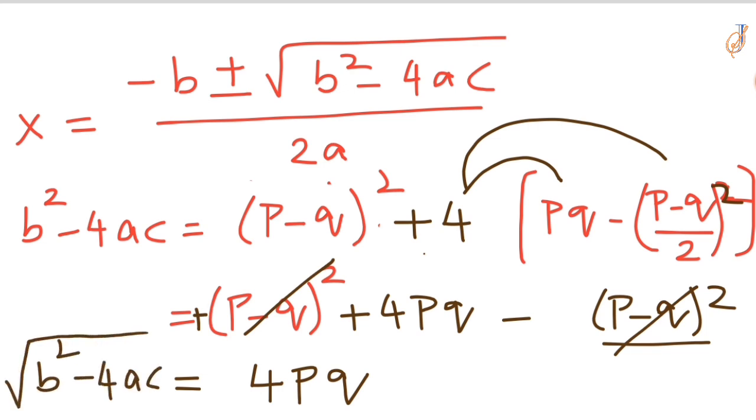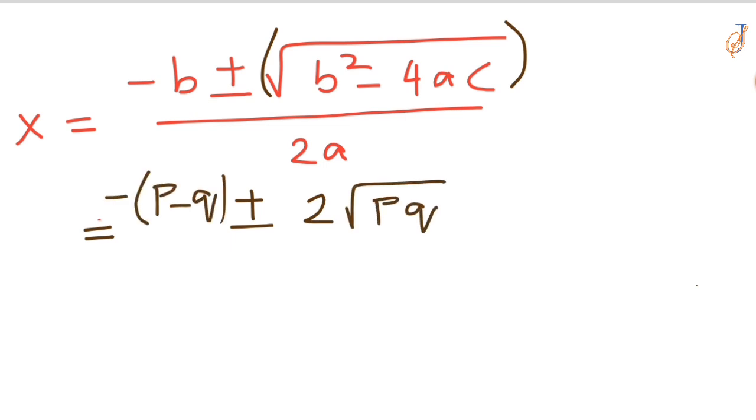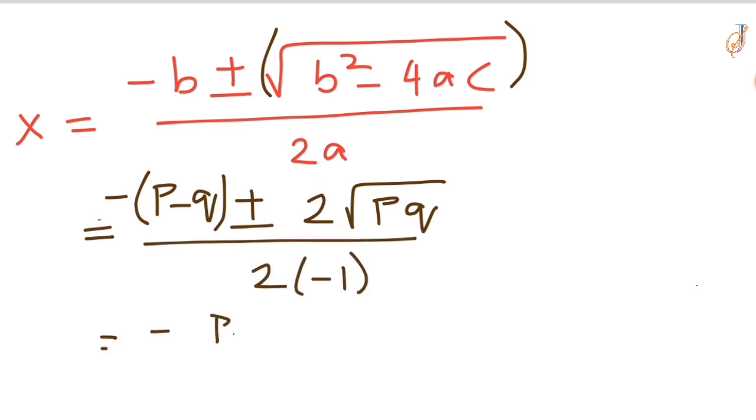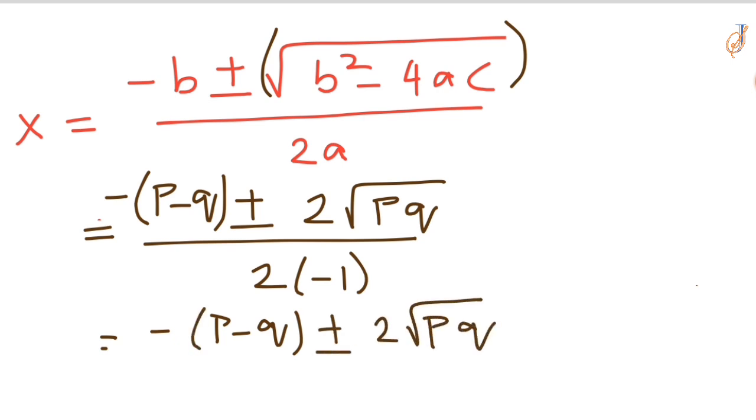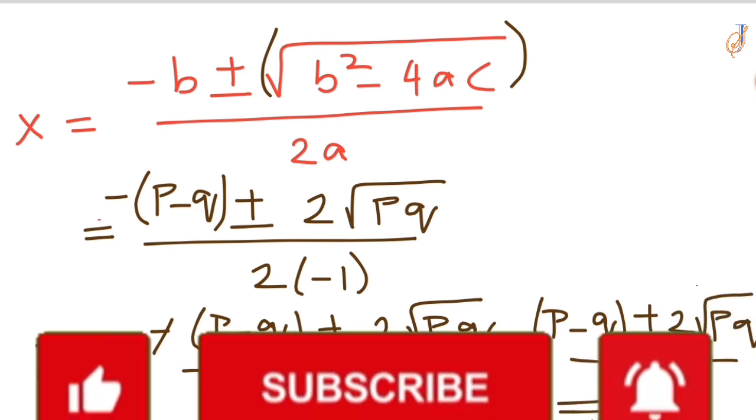If you take square root on both sides, then you get 2 square root of pq. Square root of b square minus 4ac, the value is 2 square root of pq, and the b value is minus of (p - q) over 2 and a value is -1. So -(p - q) plus or minus 2 times square root of pq, and this is -2. So here minus gets cancelled. So then the x value is (p - q) plus or minus 2 square root of pq over 2. This is the x value of this logarithm expression.